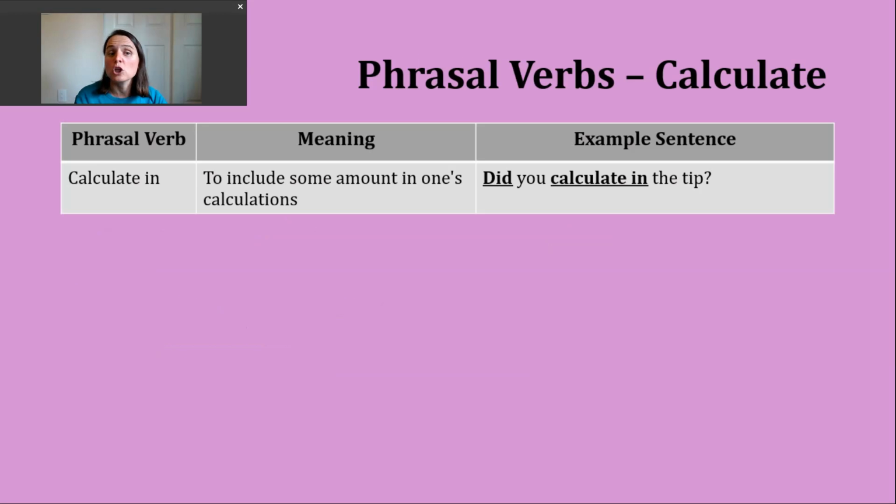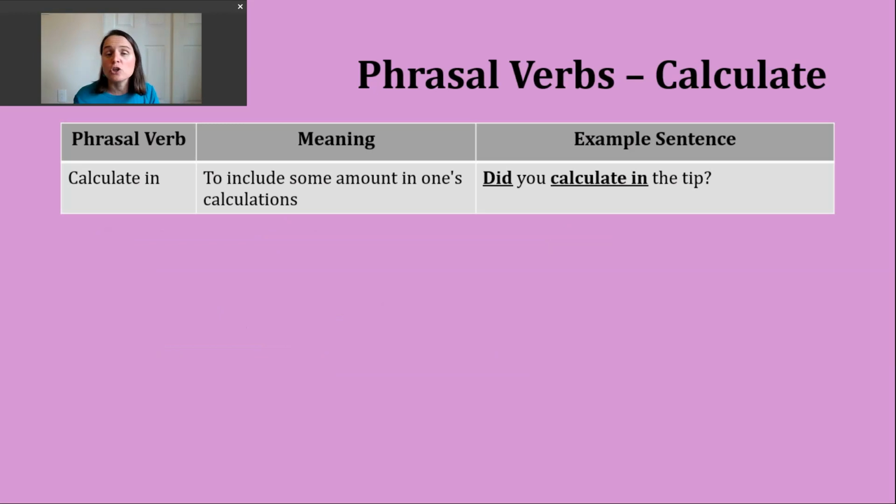Now let's take a moment to look at one phrasal verb that uses calculate, and that is to calculate in. If you run into this particular phrasal verb, maybe you hear it or you see it, what it means or what it's asking you to do is to include some amount into your calculations.